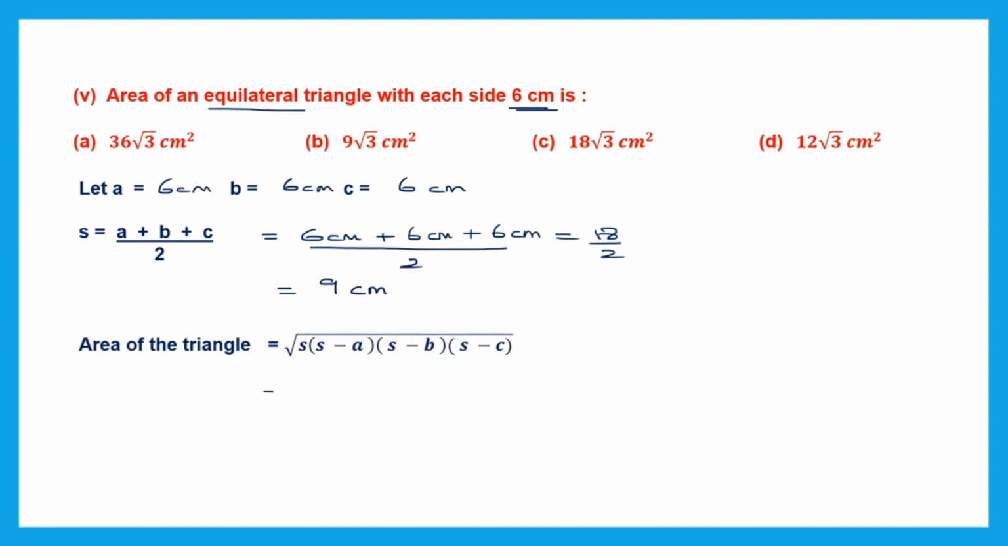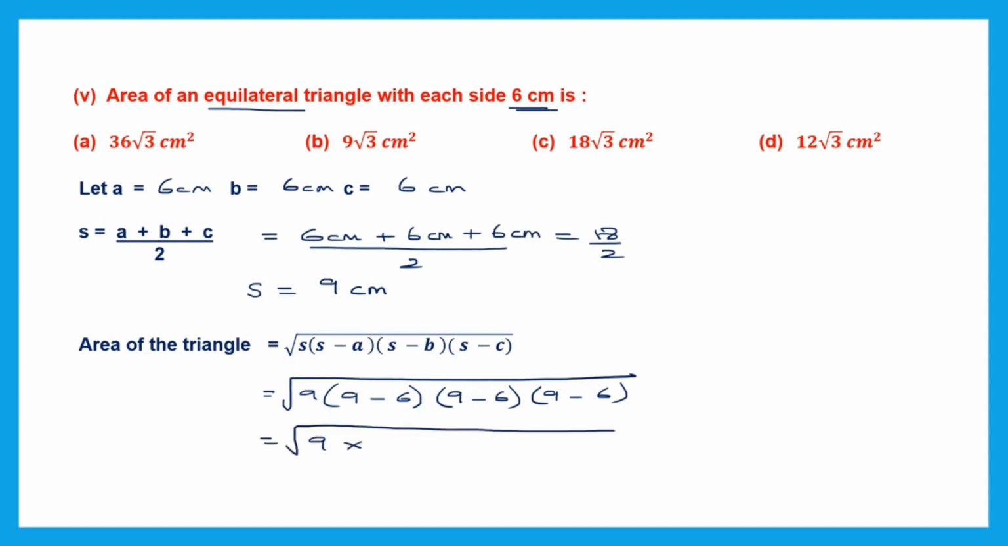So let's substitute wherever we have S. So remember, this is S, semi-perimeter. So 9 into, so we write 9 first, and then into 9 minus A, and A is 6, into 9 minus B, B is also 6, into 9 minus C, C is also 6. Now let's simplify this. 9 into 9 minus 6 is 3 into 3 into 3. Now let's multiply all these and see what we get. So 9 into 3 is 27. 27 into 3 is 81. 81 into 3 is 243.